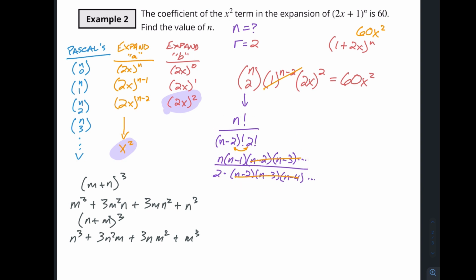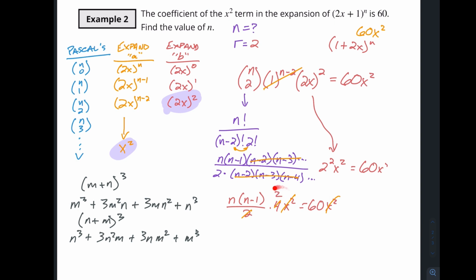And that's multiplied by 2 squared x squared, and that's going to equal 60x squared. That 2 squared x squared comes from right here. So now, ultimately, I have n times n minus 1 over 2 times 4x squared equals 60x squared. Like we said up above, we don't really need these x squareds because we're really looking for the n value. We can also see that this 2 is going to simplify with that 4, so we're going to be left with 2 up here.